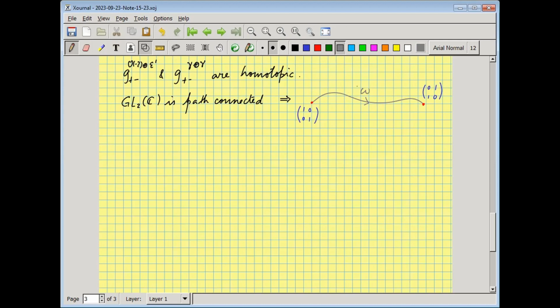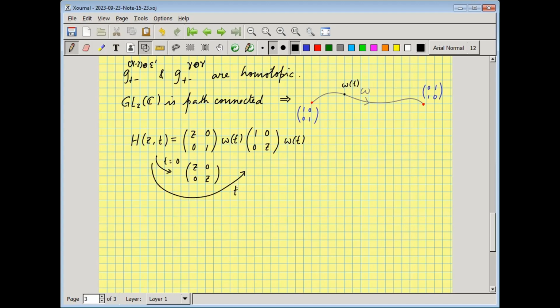So you just construct such a path, and then you simply write down this H, which is now going to be a map from S1 cross [0, 1]. And this is what this map is. It's simply going to be, you put Z 0, 0, 1, you put omega t, which is this path. So this is your omega of t. So it starts at the identity, ends there. And then you put 1, 0, 0, Z. And then you put omega of t. Then it will turn out that this is the desired homotopy. At t equal to 0, you're going to get, as you can check, Z 0, 0, Z. And at t equal to 1, you'll get Z squared 0, 0, 1.